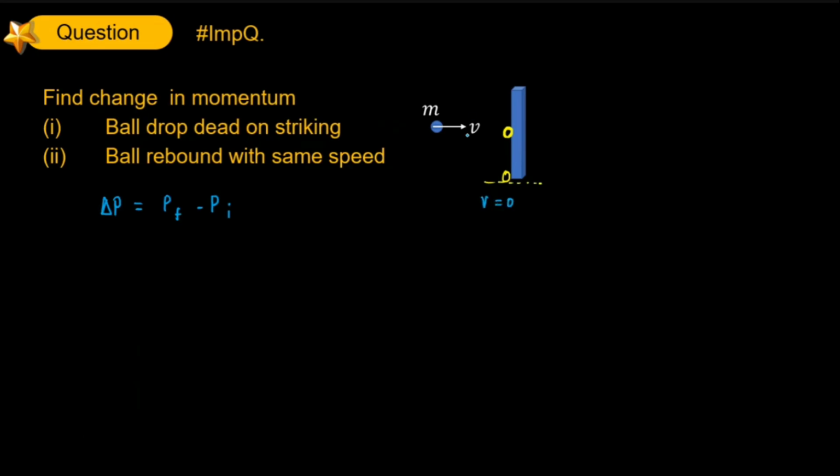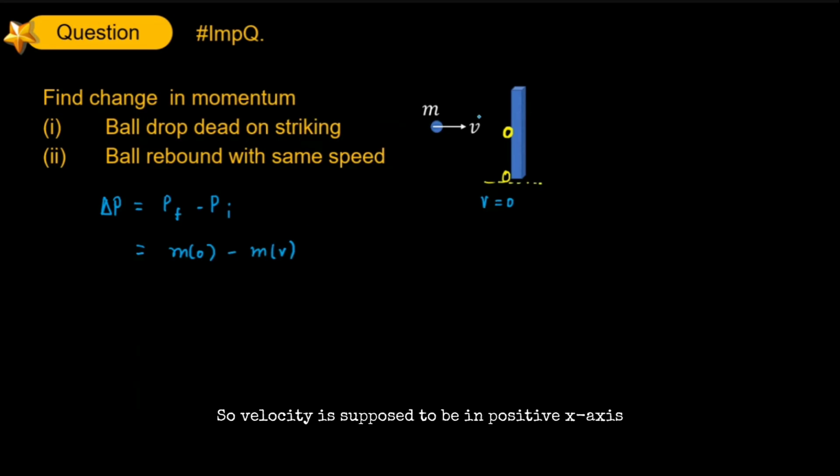whereas the initial velocity is v. So the final momentum is m times 0, whereas the initial momentum is mv. Velocity is a vector quantity, so every time we write a vector quantity, we have to consider the direction as well. Velocity is in the positive x-axis, so it is taken as v i cap. That's why I have just written v. So the momentum change is going to be mv in the first case.